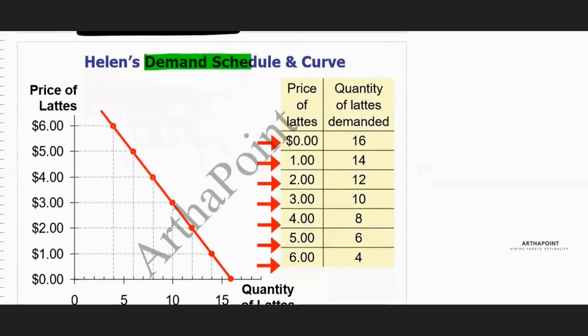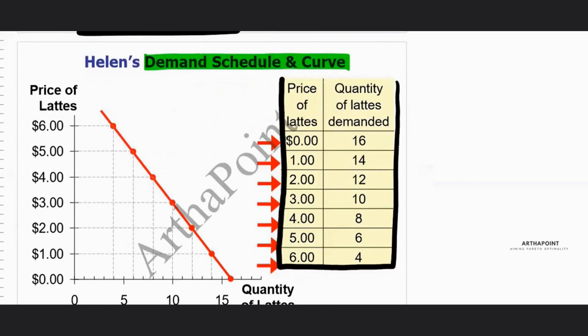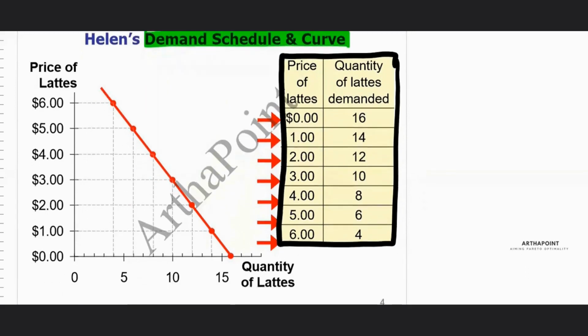Demand curve. When we show this demand schedule in the form of a graph, in the form of a diagram, it becomes a demand curve. So a demand curve is telling me that when the price is 0, you are demanding 16 units. When the price is 1, you are demanding 14 units. When the price is 2, you are demanding 12 units.